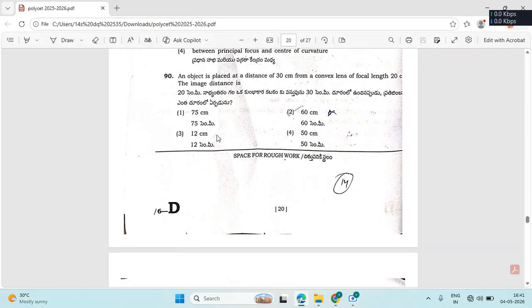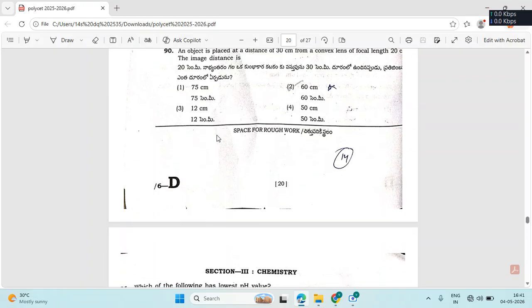An object is placed at a distance of 30 centimeters from a convex lens of focal length 20 centimeters. The image distance is 75 centimeters, 60 centimeters, 12 centimeters, 50 centimeters. The correct option is 2 and the answer is 60 centimeters. Okay, these are the correct options for the physics. Check it once, verify your mistakes and check how many you got correct. Okay, thank you.